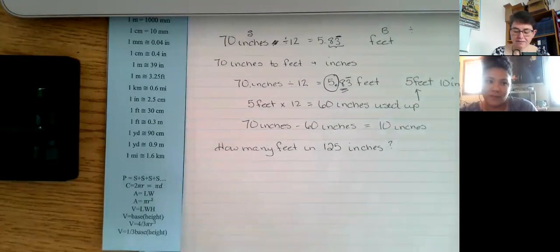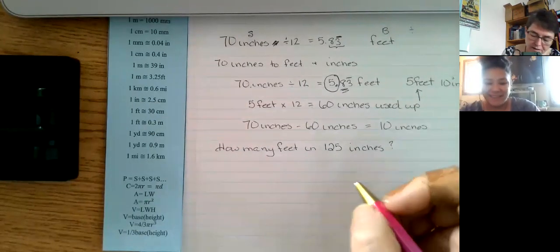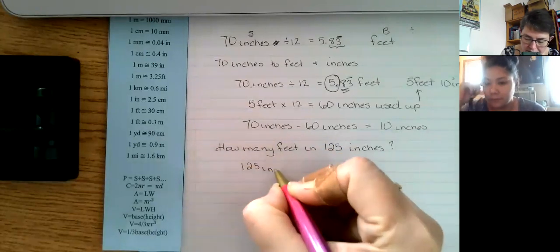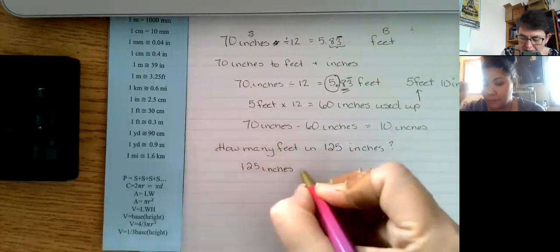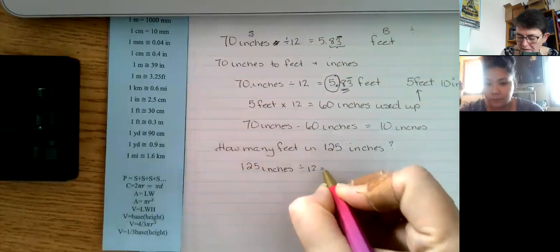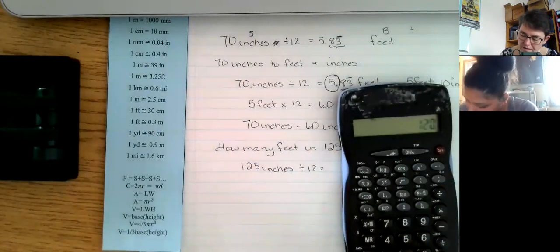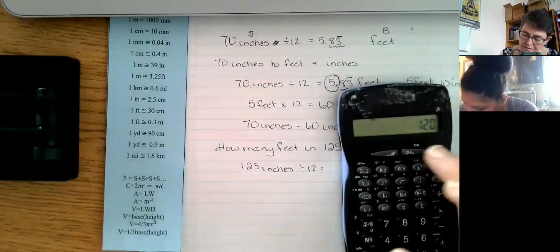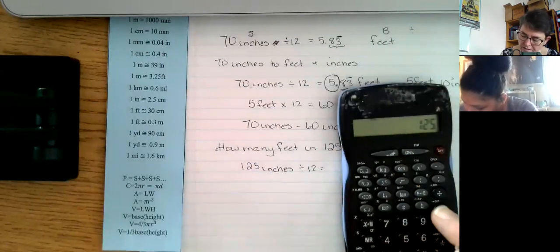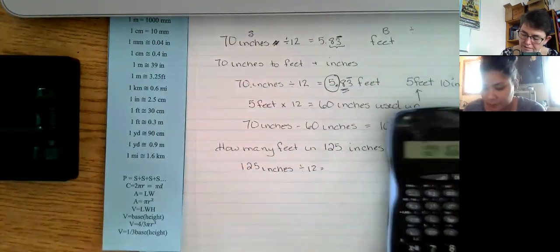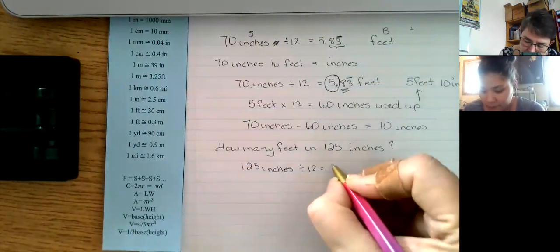All right, so 125 inches. I want to change it into feet. I'm going to divide by 12, and that should give me 10 point something or other. Oops, 125 divided by 12. 10.41.